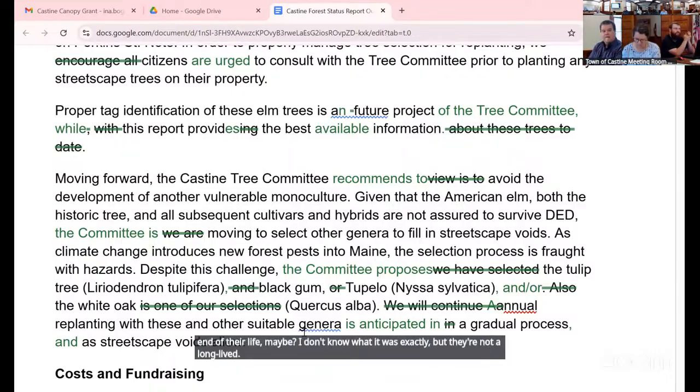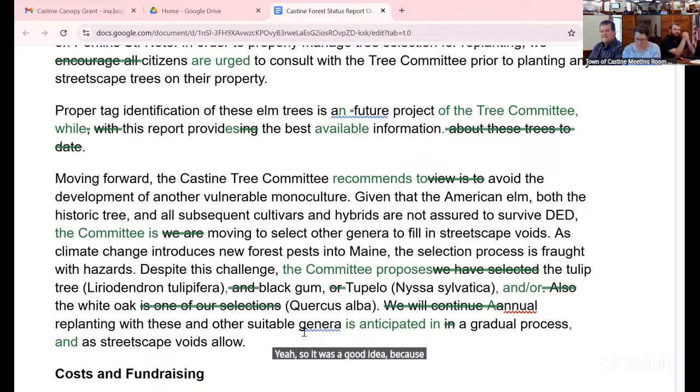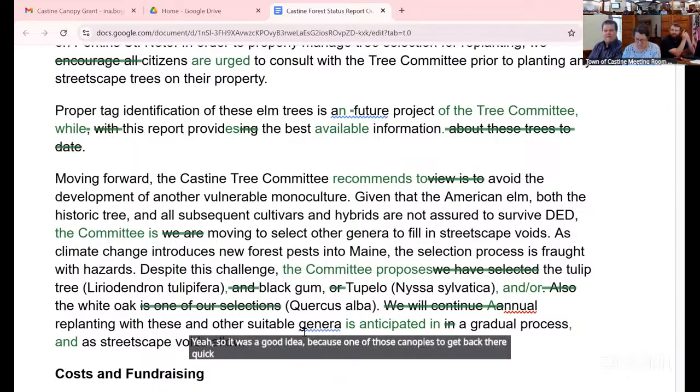Yeah, so it was a good idea, because they're one of those canopies to get back there quick, but now they're regretting that decision. You get shade trees back quickly, but then they don't last forever.